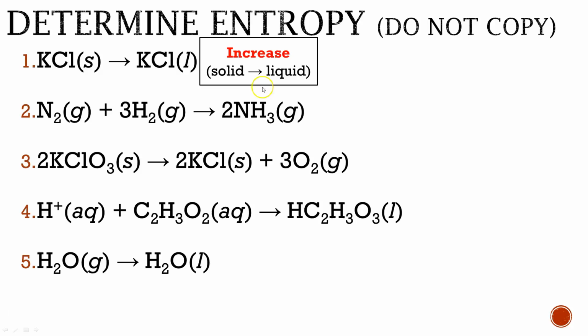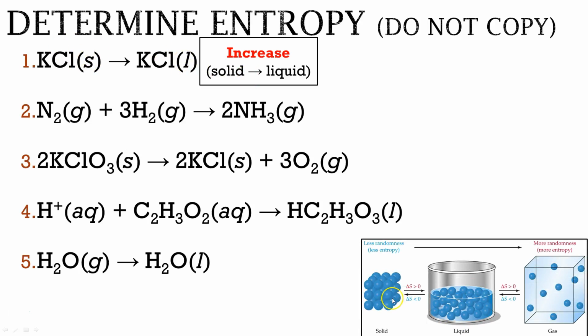The way to look at this is you want to start with the different states of matter. Here I'm going from solid to liquid. Next thing you're going to do, if there's no change in that, you're going to look at the number of moles, then did something dissolve. So this one here is going to be an increase because I went from a solid to a liquid. Entropy increased. Solid to liquid to gas. More entropy, more randomness. Let's look at the next one.